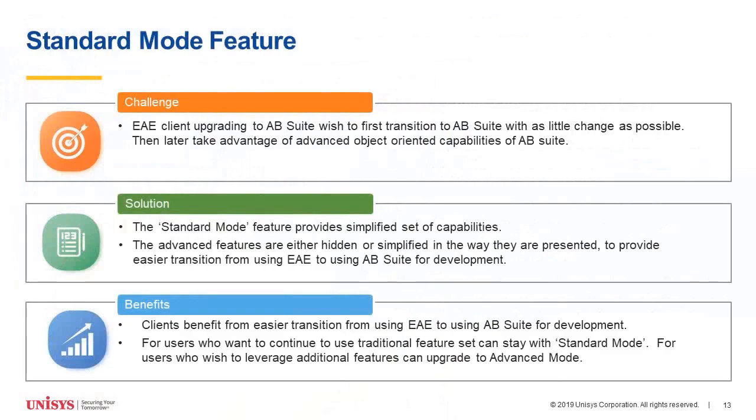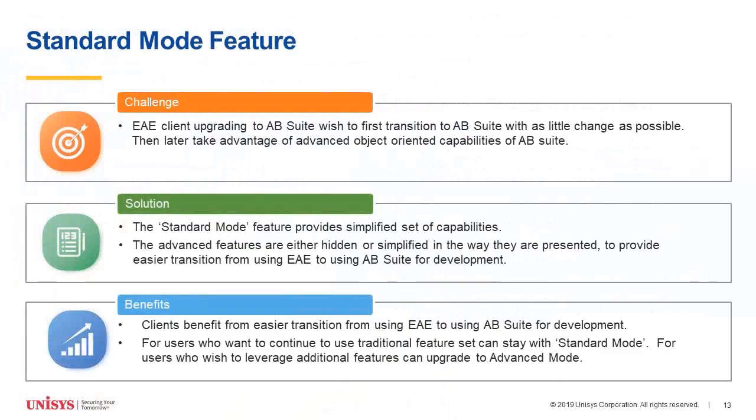What we have seen is that when a client wants to move from EAE to AB Suite, they want to focus on moving to AB Suite successfully as a first step, and then start leveraging the advanced features of AB Suite. Standard mode exactly helps them do that. It provides a simplified set of capabilities, and the advanced features are either hidden or simplified, so that it eases the transition from using EAE to using AB Suite for development.